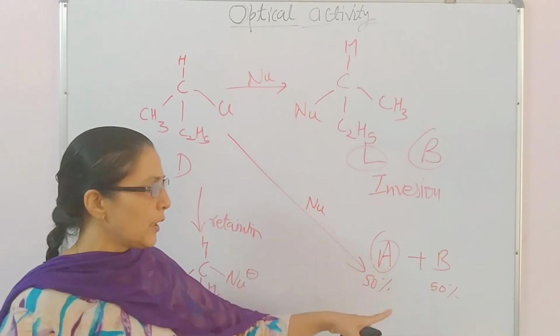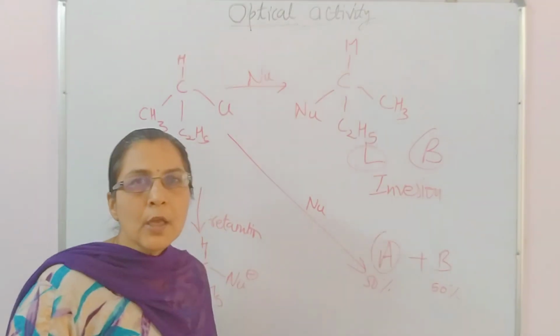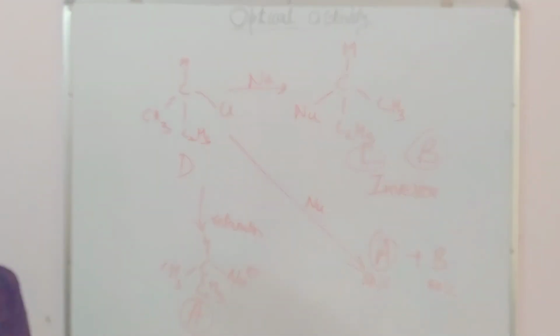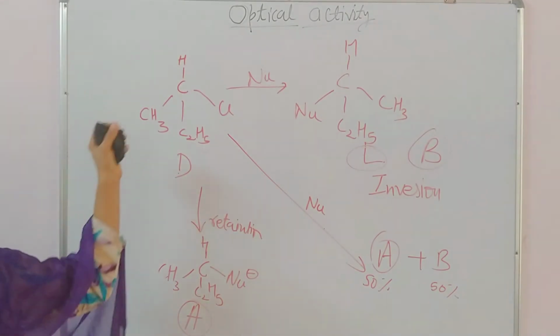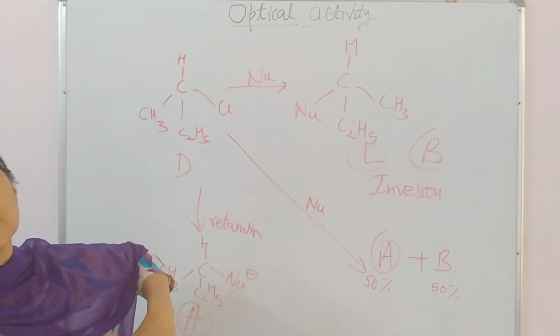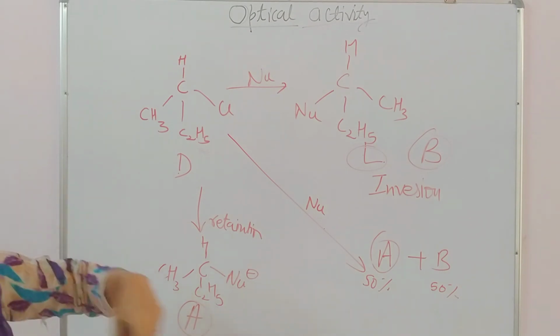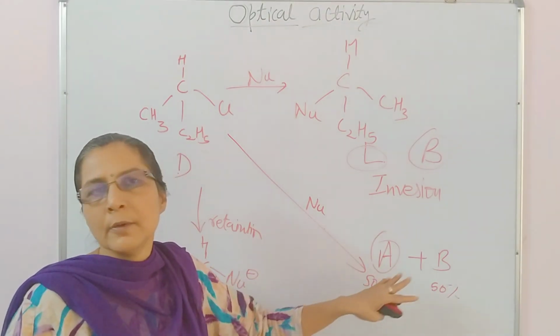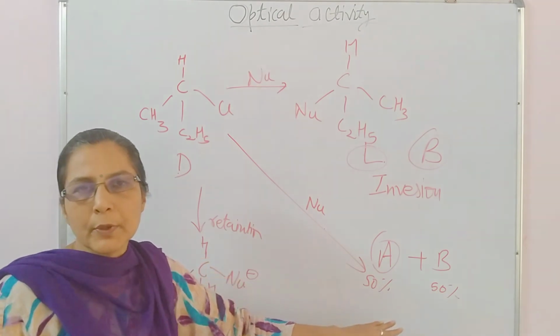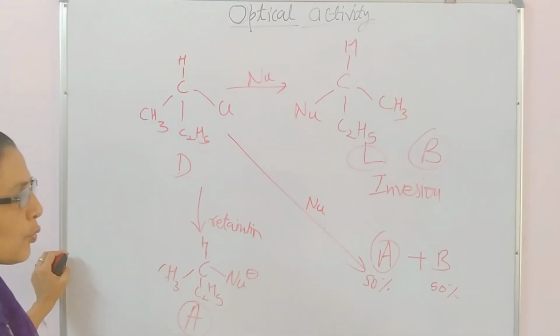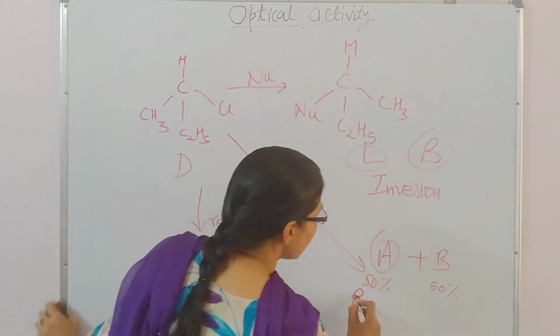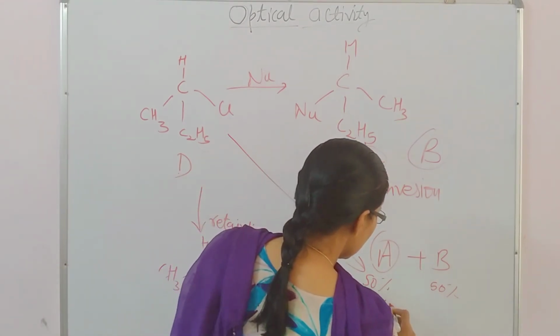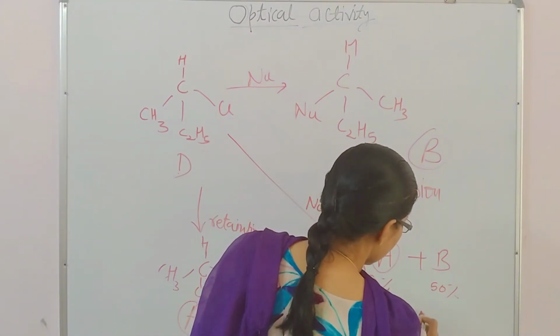Though A is optically active and B is optically active, because they are in equal amounts, what will happen? It will not rotate the plane polarized light anywhere. It means it is absolutely inactive in its optical properties. It will not show optical properties. This is known as racemization. This mixture is known as a racemic mixture.